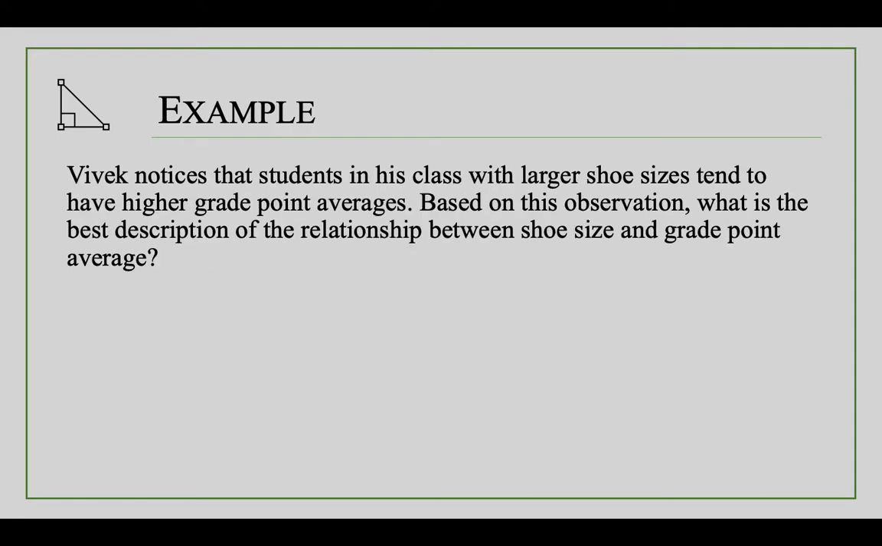So I want you all to tell me what your thoughts are on this. Vivek notices that students in his class with larger shoe sizes tend to have higher grade point averages. Based on this observation, what is the best description of the relationship between shoe size and grade point average? Well, as shoe sizes increase, grade point averages increase. When two things are increasing at the same time, we know it's a positive correlation. So if you said positive correlation, you are correct.